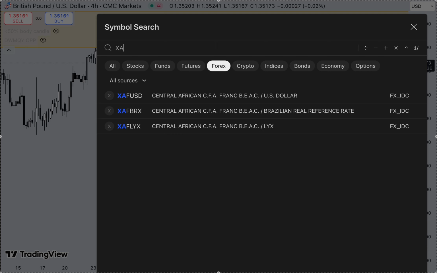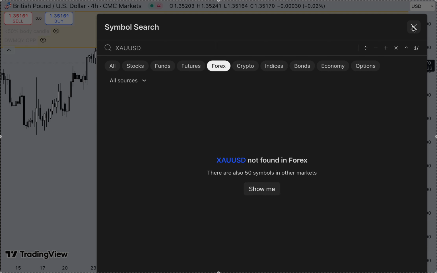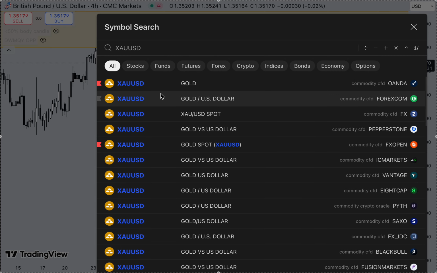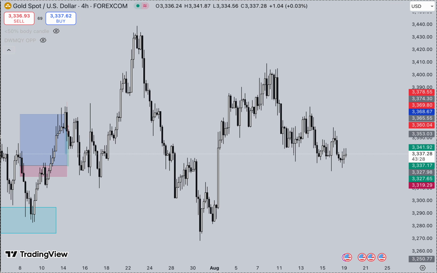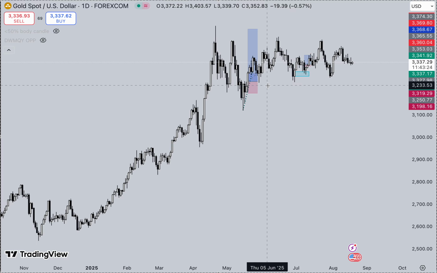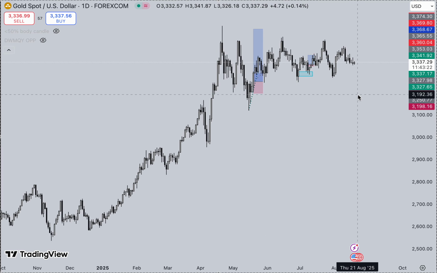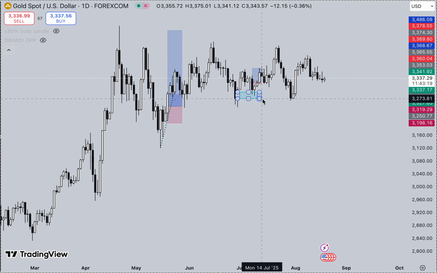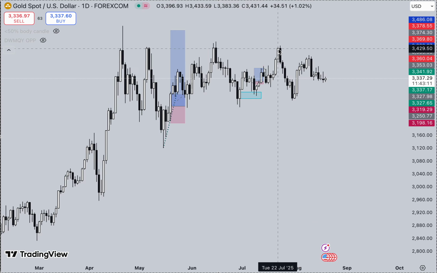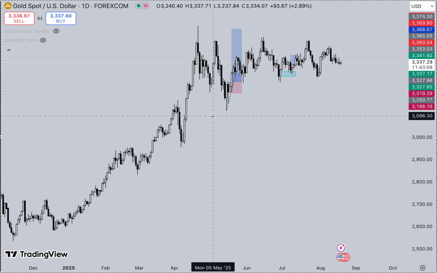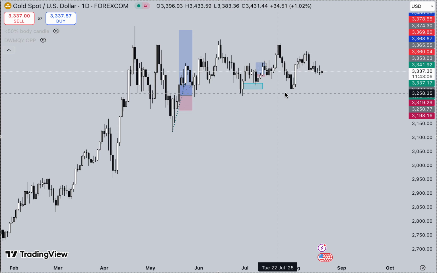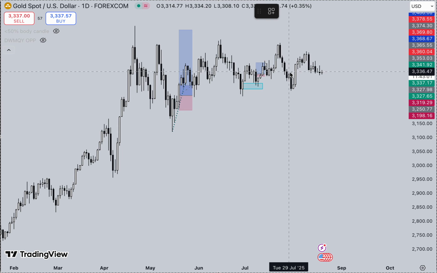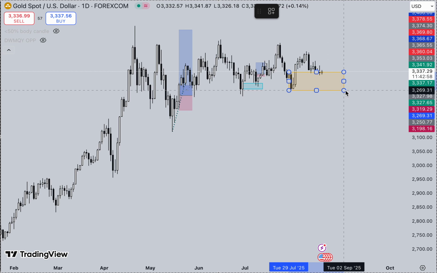Let's move on to gold. So with gold, you can see right here we're consolidating. This pair is in consolidation, there's no doubt about it. But also we're bullish, right? That's clear to see. And then here we have this area of demand. Now we're in this daily demand area right here.